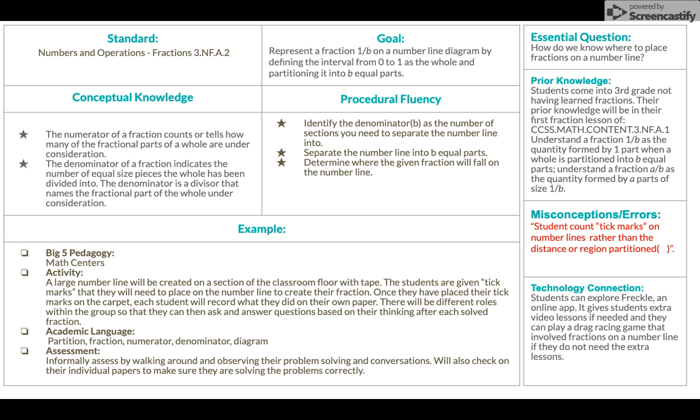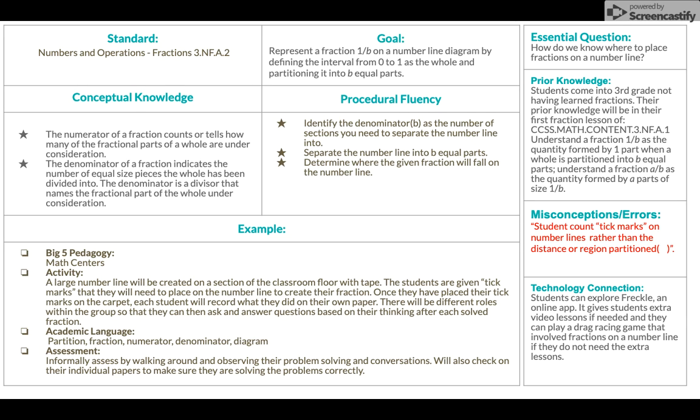The example we're going to use is a math center. The activity for this is they are going to be using a large number line on the floor. This is a class activity, so you'd go to each center. They get a tick, which has tick marks, which actually has a fraction on their line. And what they're going to do is find where they need to place that on the number line. So it's interactive, they get to move around, and each student is given a different role and responsibility within that they need to answer.